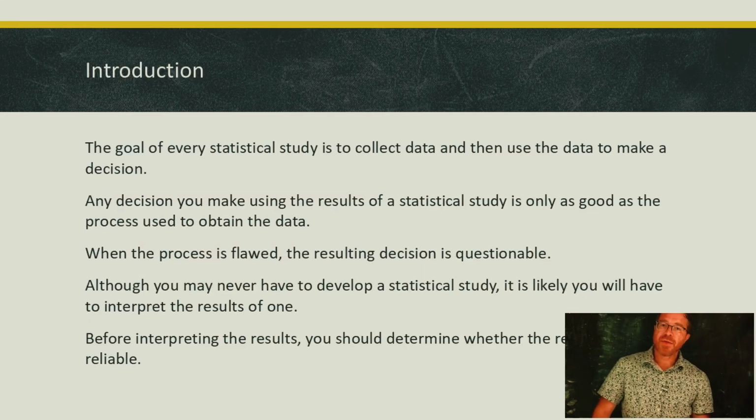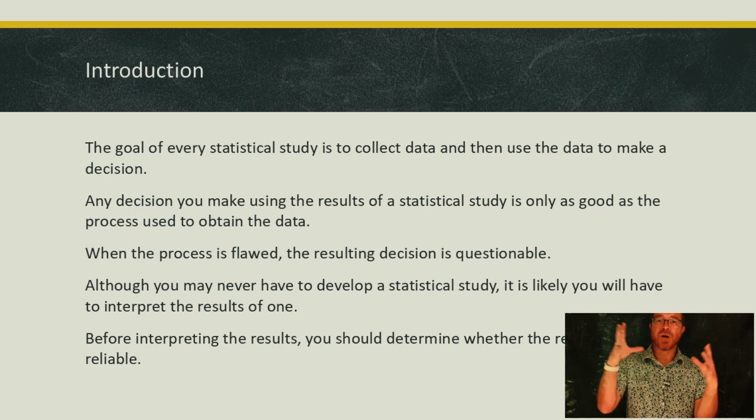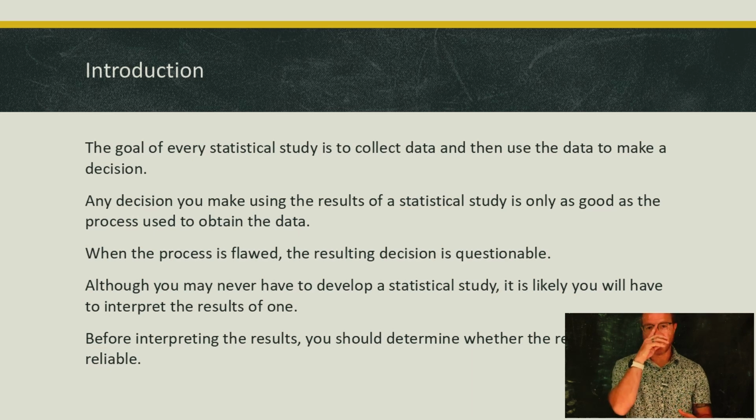About previously that our sample that we're going to take should be representative of our population. So if we don't have enough data or we don't have representative enough data to represent that population, even if we get results, they may not be very reliable. So when the process is flawed, the resulting decision may be questionable.